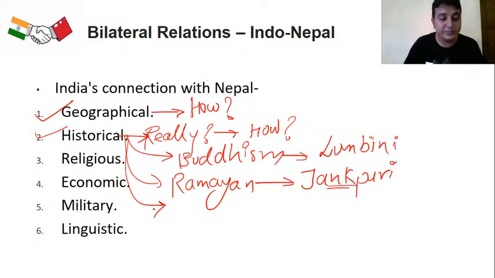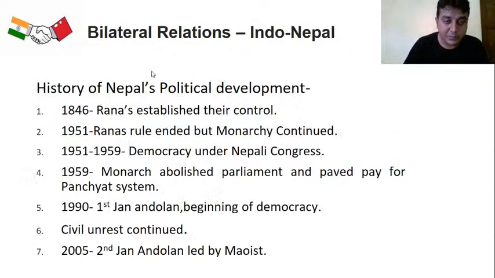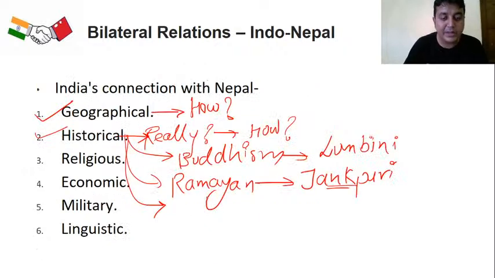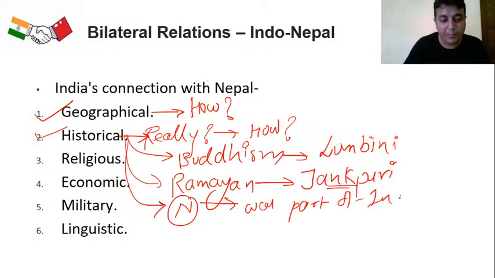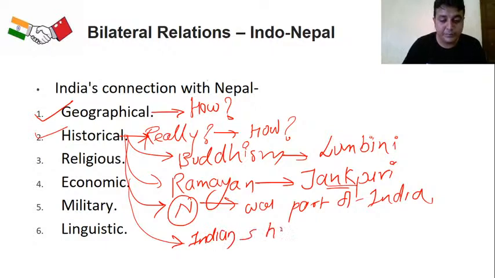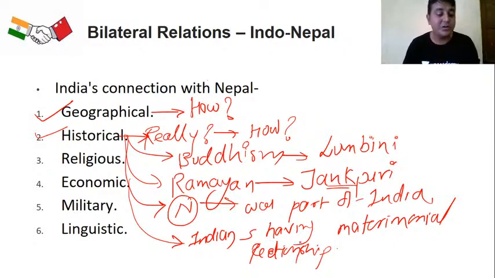Clear? Along with that, some part of Nepal was part of India. Along with that, Indians have matrimonial relations with them. Yes. So this is the historical thing. We have a connection with Nepal.